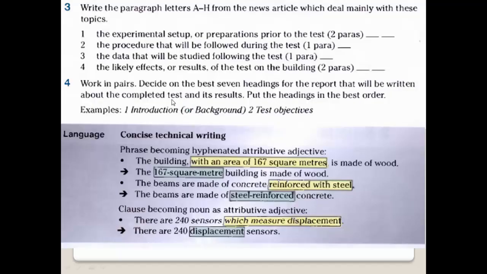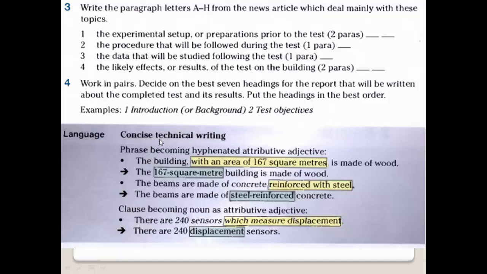Let's go. After reading, we need to write the paragraph letters A to H from the news article which deal mainly with the topics. There are 4 topics given, and we need to find out from passages A to H of the previous text article. Then, we need to decide on the best 7 headings for the report that will be written about the completed task and its result. Put the headings in the best order, like for example: introduction, background, test objective, and so on.